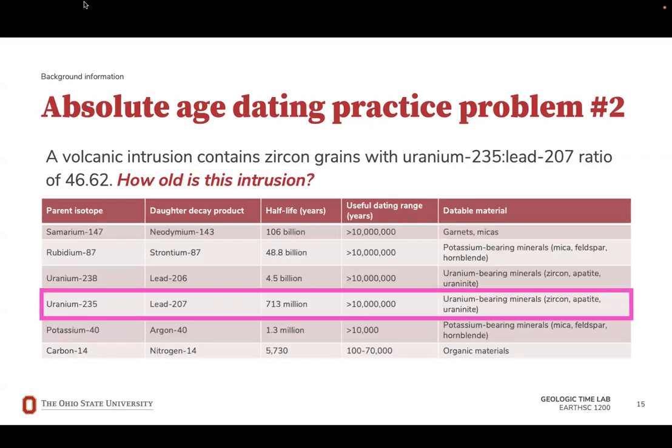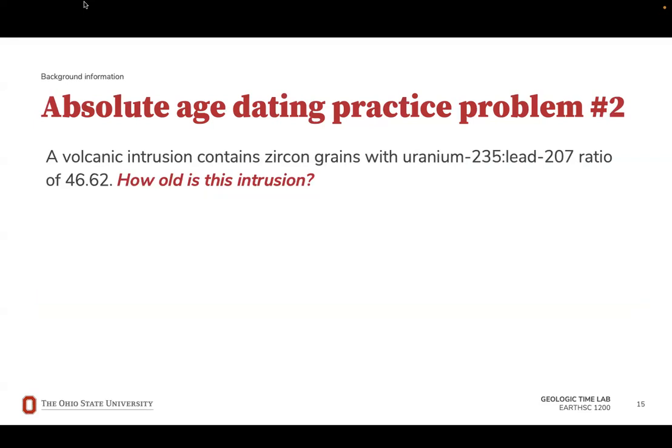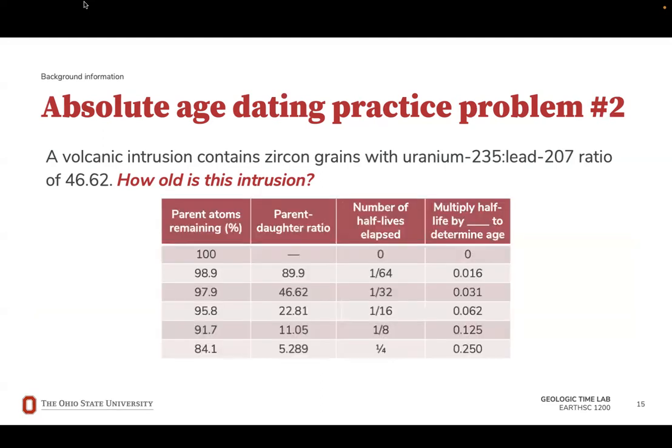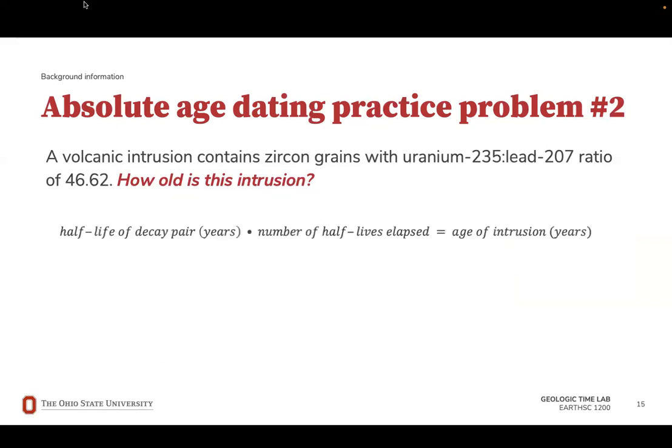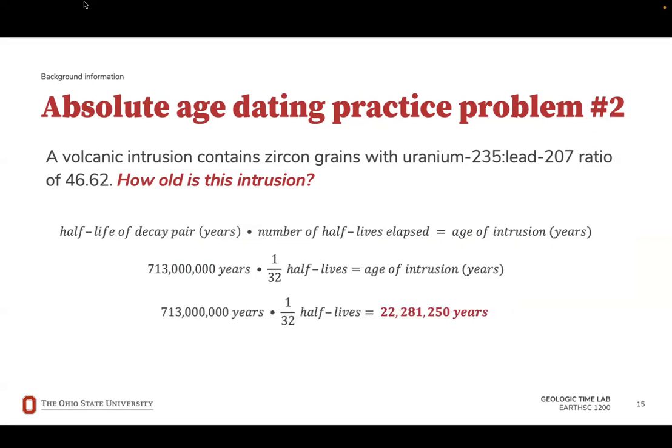Next, we'll use the second table to find the number of half-lives that have elapsed based on the parent-daughter ratio of 46.62, which is 1/32, or in decimal form, 0.031. We can then multiply these two numbers to find that the igneous intrusion is approximately 22,281,250 years old.